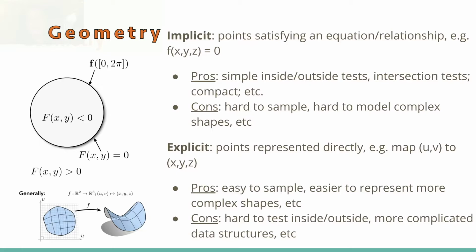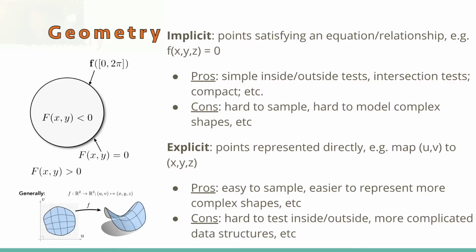The pro of this is that you can do these very simple inside-outside tests, since you would just feed your point into the argument of the function, and you can perform intersection tests easily, and this is quite compact, since all you really need to store is this function. The cons of this are that it's hard to sample, and it's hard to model complex shapes. So you can imagine having some sort of figure of a person. It's not quite clear what function you would need in order to actually represent that person in an implicit way.